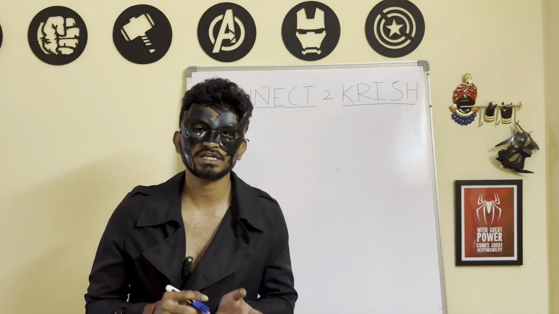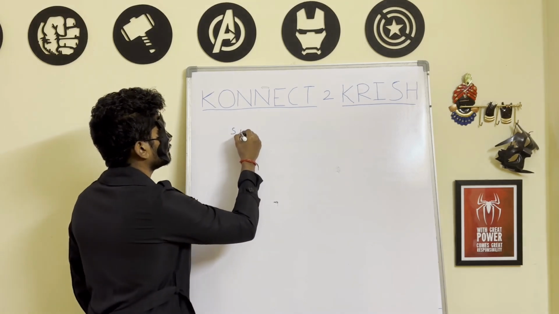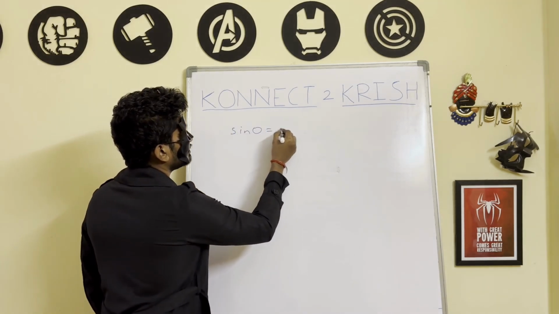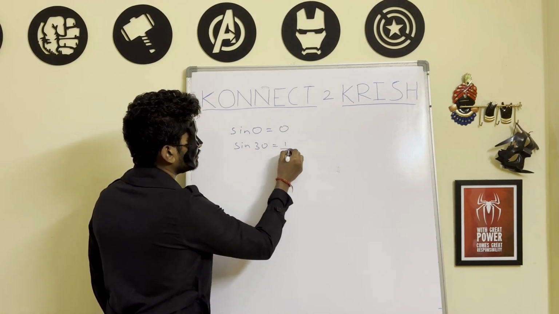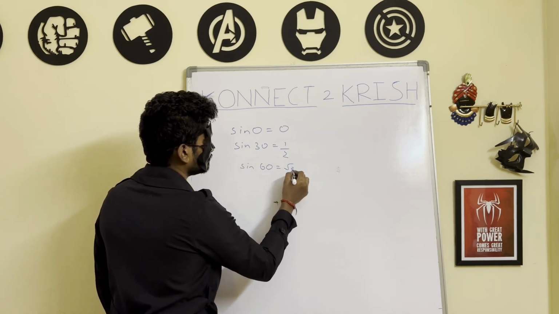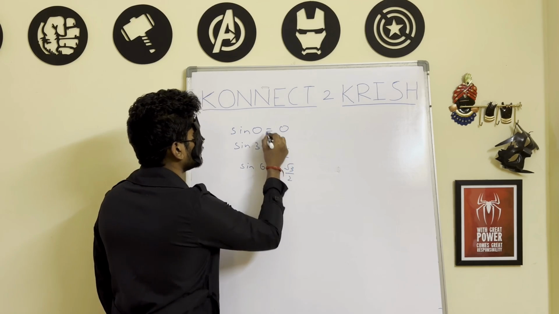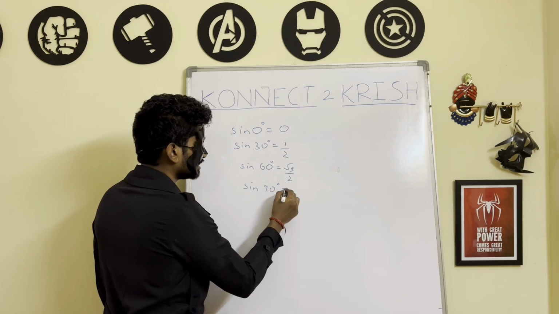Friends, a few important values you need to remember. Sin 0 is nothing but 0. Sin 30 is nothing but 1 by 2. Sin 60 is nothing but root 3 by 2. These are in degrees. Sin 90 is nothing but 1.